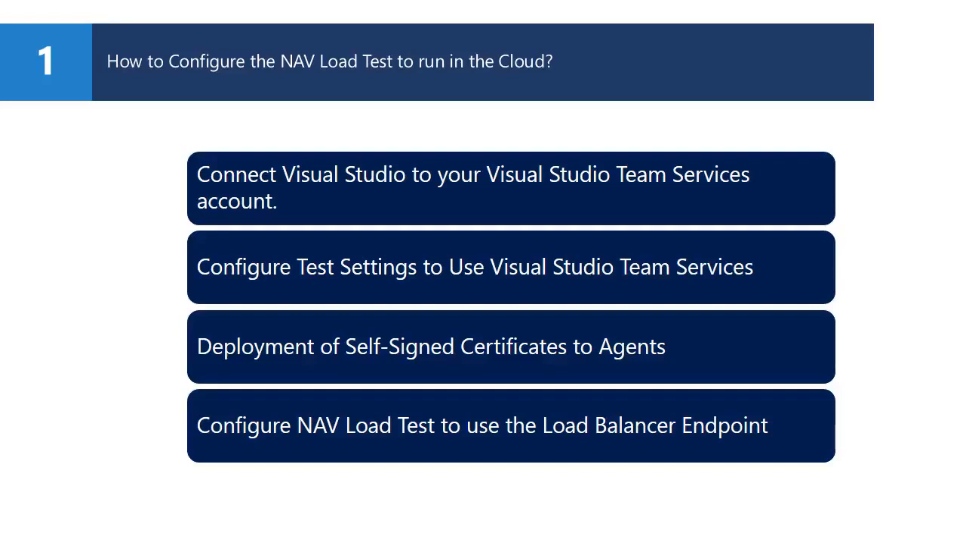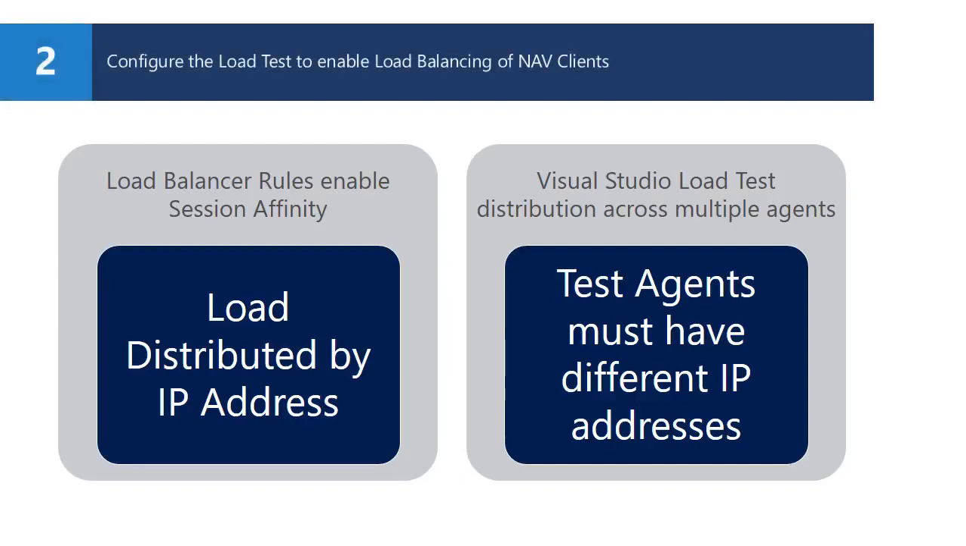We want to move on to the second step, and that is, how do we configure the load test to enable load balancing of NAV clients? If you recall from the previous video, we discussed how the NAV web and Windows clients need to use the same server instance for the duration of a client session. As I demonstrated, the load balancer rules enable session affinity, but they do that by distributing the load by the client IP address. And as we saw in the previous test run, by using the same IP address, even though we had multiple users, they all got the same instance.